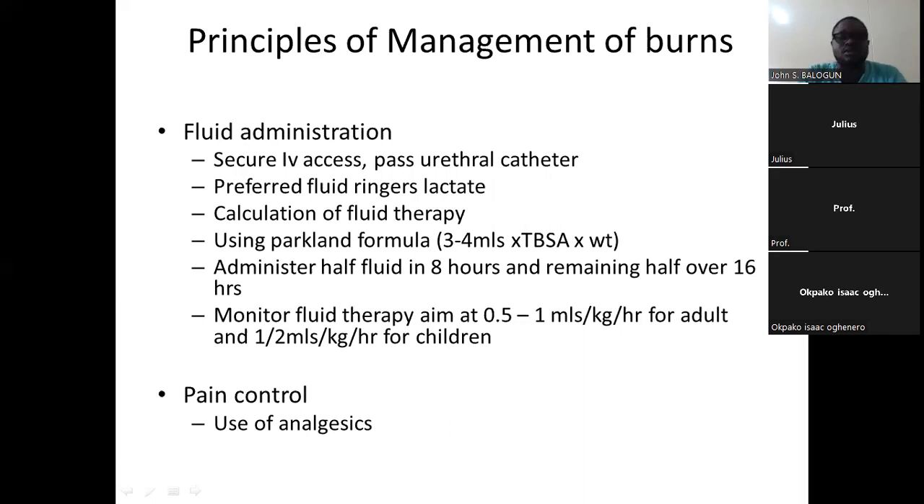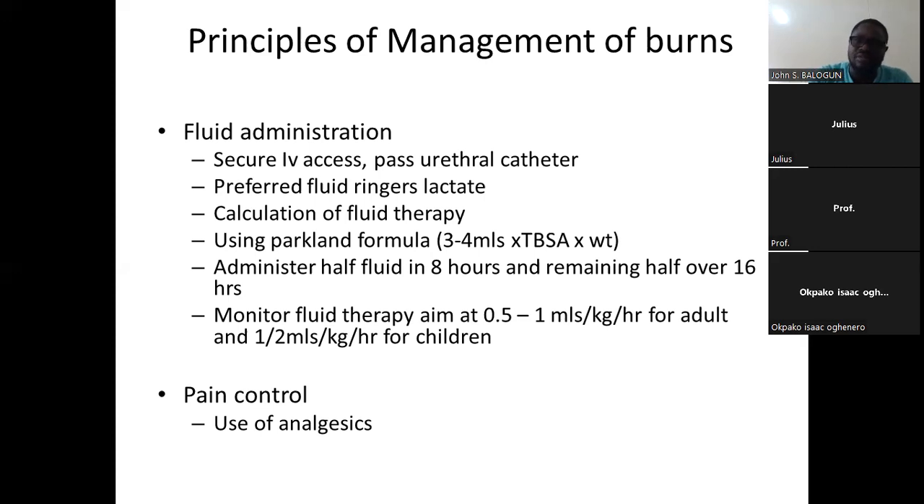Okay, so the entire body has been mapped into 99%. So that is one way of calculating the total burn surface area. Another means of calculating the total burn surface area is what we call the rule of palm.